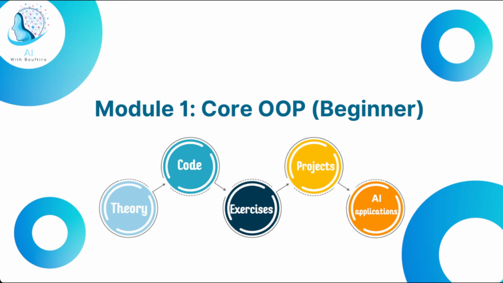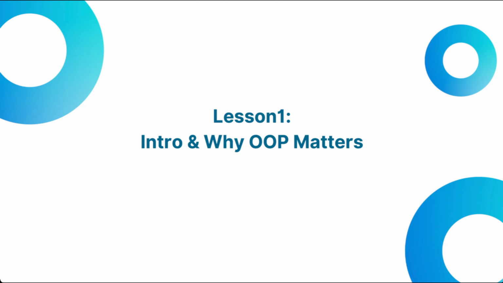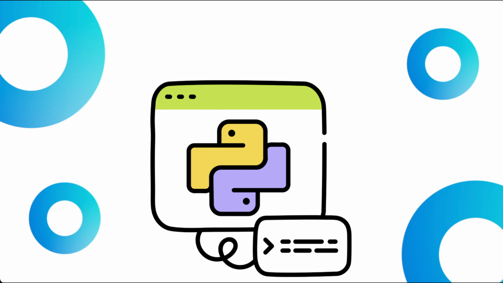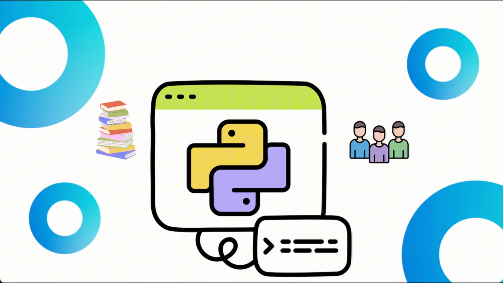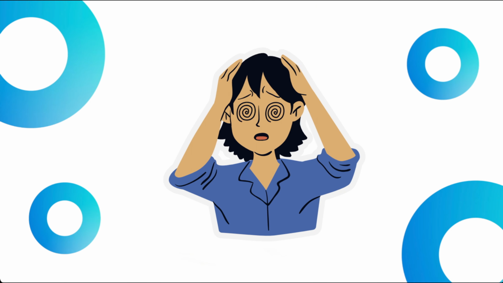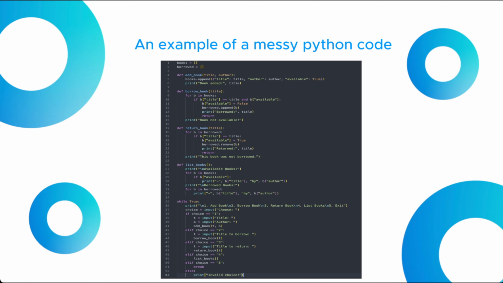This is the first lesson in our Python object-oriented programming course. Today, we're going to answer a simple but powerful question. What is object-oriented programming and why should you care about it? Have you ever written a Python script to track things, maybe books or users or tasks, and as you added more features, it turned into a huge mess? Suddenly, your code is hard to read and almost impossible to extend.